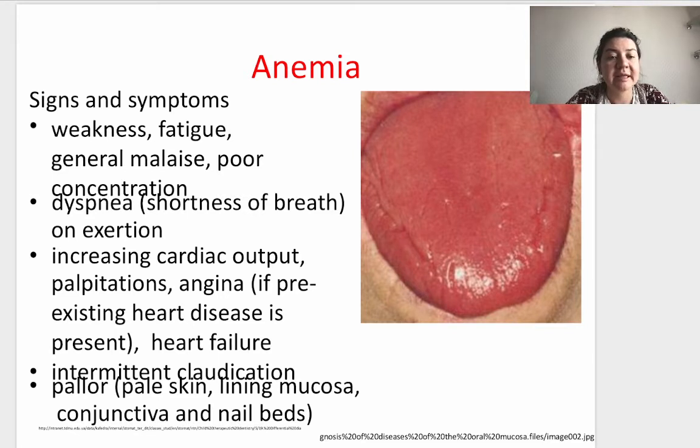It is increasing cardiac output, palpitations, angina if pre-existing heart disease is present, chronic failure, intermittent claudication, pallor. We usually see in such patients pale skin, lining mucosa, conjunctiva, and nail beds.